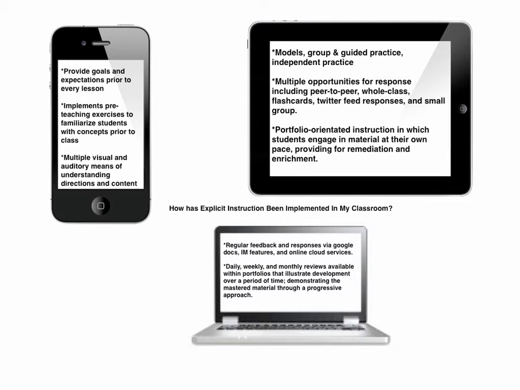Daily, weekly, and monthly reviews are available within portfolios that illustrate development over a period of time, demonstrating the mastered material through a progressive approach. The portfolio system was probably one of the best things that I implemented, especially for the ELA classroom, simply because it provided them with constant feedback that they could reference all at once with a table of contents, and their parents could also view it and see how they've developed and progressed throughout a period of time.